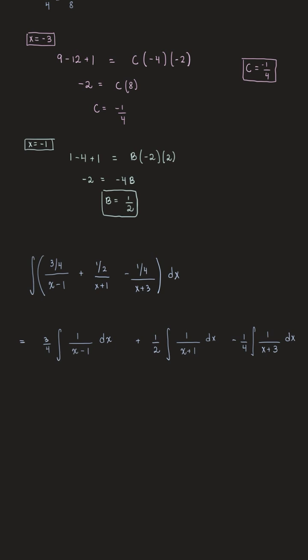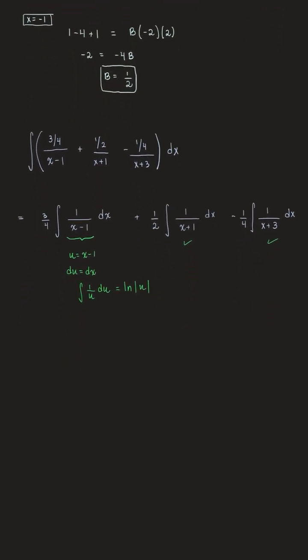We're going to do a quick u-substitution for one of these, but hopefully you can get a sense of what these will look like. Right here, if we let u be x minus 1, the denominator, then du will just be dx. This is really the integral of 1 over u du, which we know is the natural log of the absolute value of u. And the same form is in the second integral and in the third. So we're going to be able to integrate this using the natural log function.